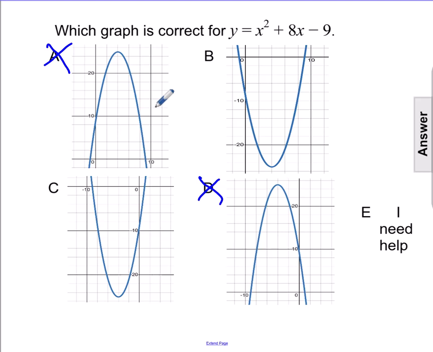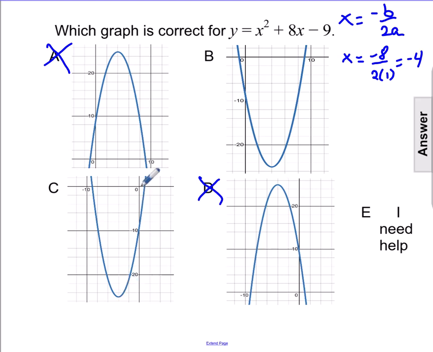One is we can find the axis of symmetry, and the axis of symmetry is found by the line x equals negative b over 2a. The coefficient of b is 8, so we have x is equal to negative 8 over 2 times the coefficient of x squared, which is 1, and that simplifies to negative 4. So the axis of symmetry is at negative 4, and that would be here.